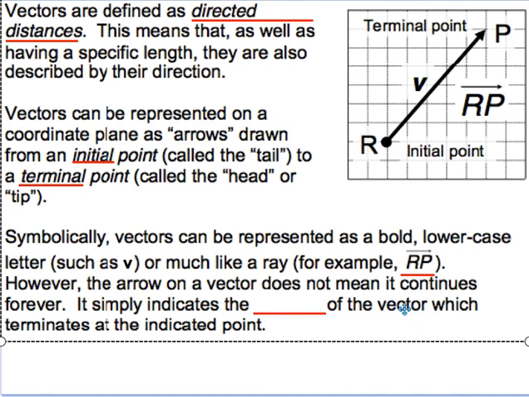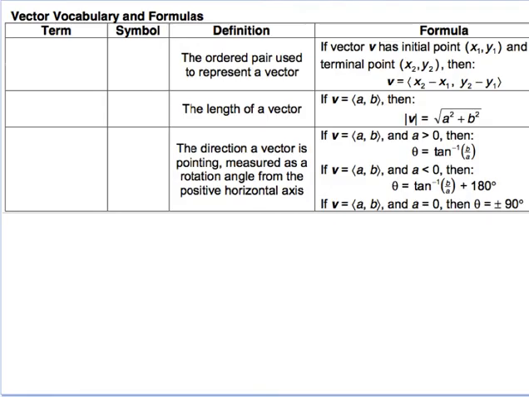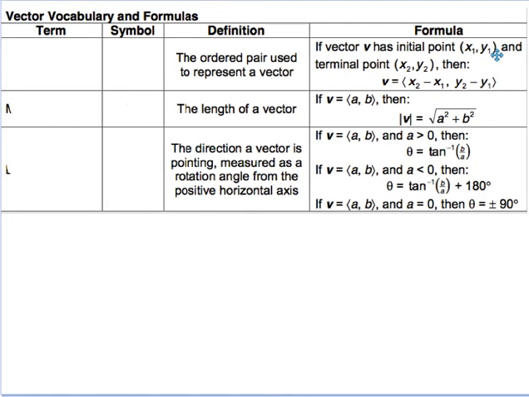Oh, my goodness. So let me tell you what this says. It indicates the direction of the vector, which terminates at the indicated point. So that's something we've already covered several times. So right here, you should write the word direction. All right, and then let's look at your table of formulas. I know this looks like a huge mess. Let's break it down step by step.